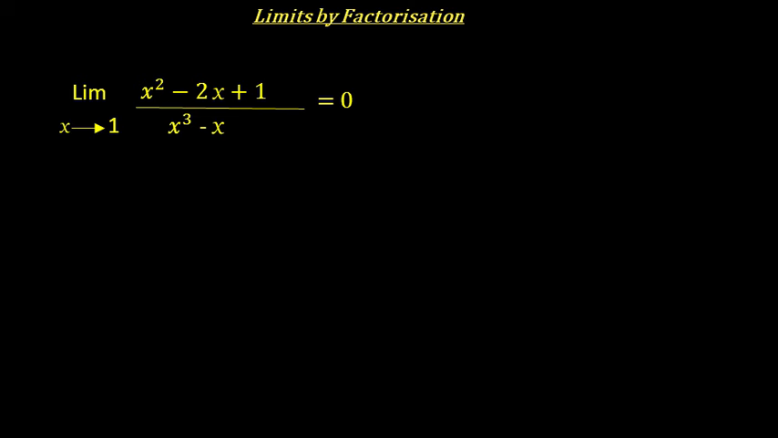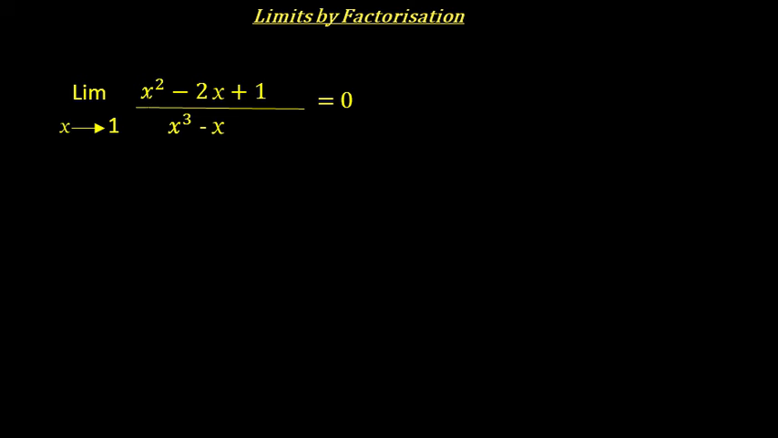Hi, in the previous video, I left you with three problems to solve using limits by factorization method. Just to recap, we use limits by factorization when, by substituting the value of the point at which we want to find the limit in the expression, we get 0 by 0. So if you substitute 1 here, this is 1, this is minus 2 plus 1, it becomes 0, and the denominator also becomes 0. So this is 0 by 0. Hence, factorization method is applicable here, right?